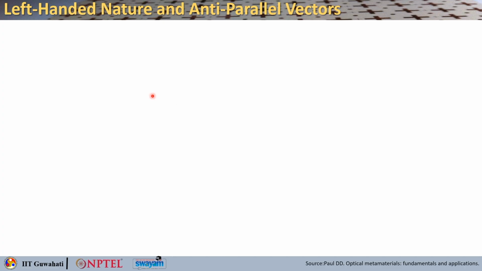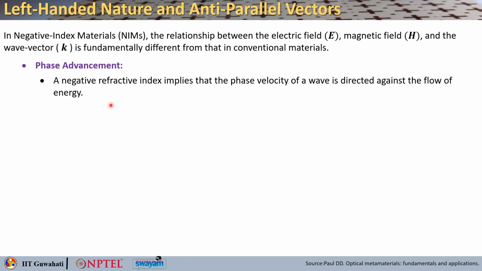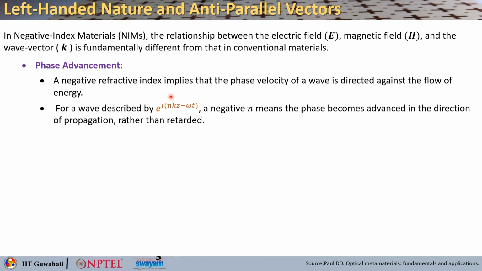Now, let us look into the left-handed nature and the anti-parallel vectors. In negative index materials or NIMs, the relationship between the electric field E, magnetic field H and the wave vector k is fundamentally different from conventional materials. First, you can talk in terms of phase advancement. In a negative index medium, the phase velocity of a wave is directed against the flow of the energy. That means k and S will be in opposite directions.